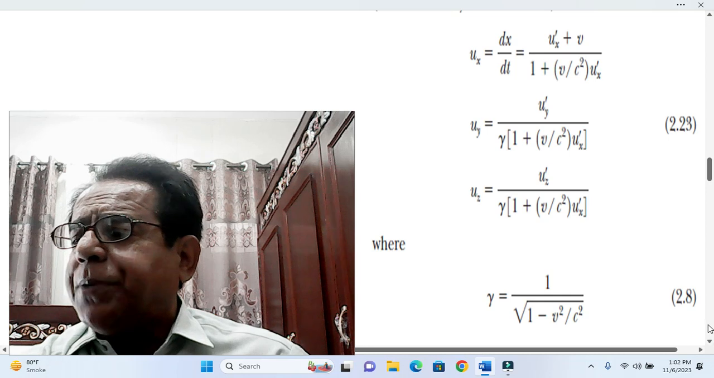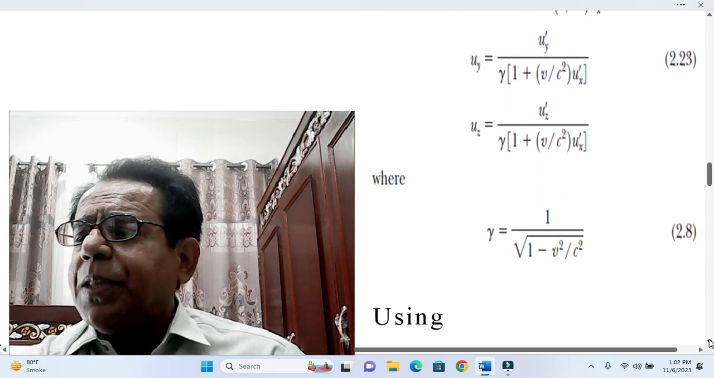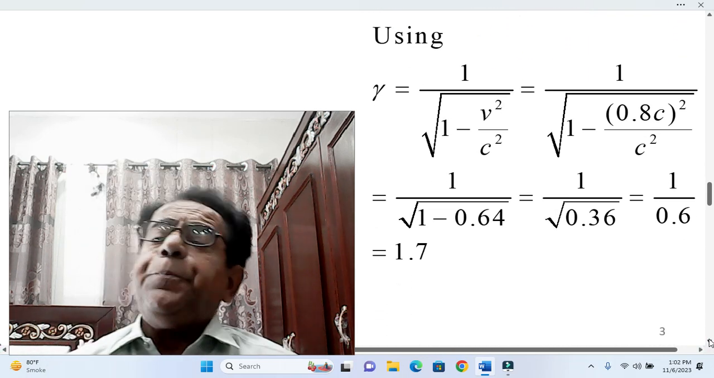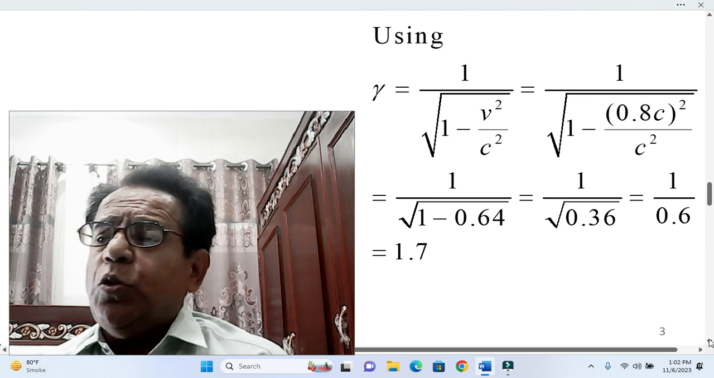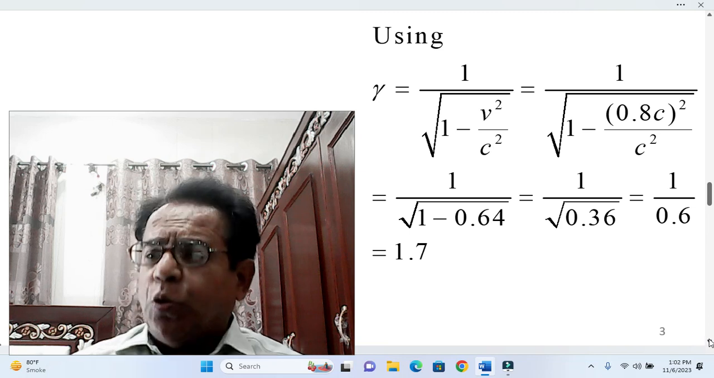That is to say, chapter number 2 deals with relativity from the book from where we have chosen this snapshot. Now we are going to start our solution in a formal manner. First of all, we are going to determine the value of Lorentz factor gamma.